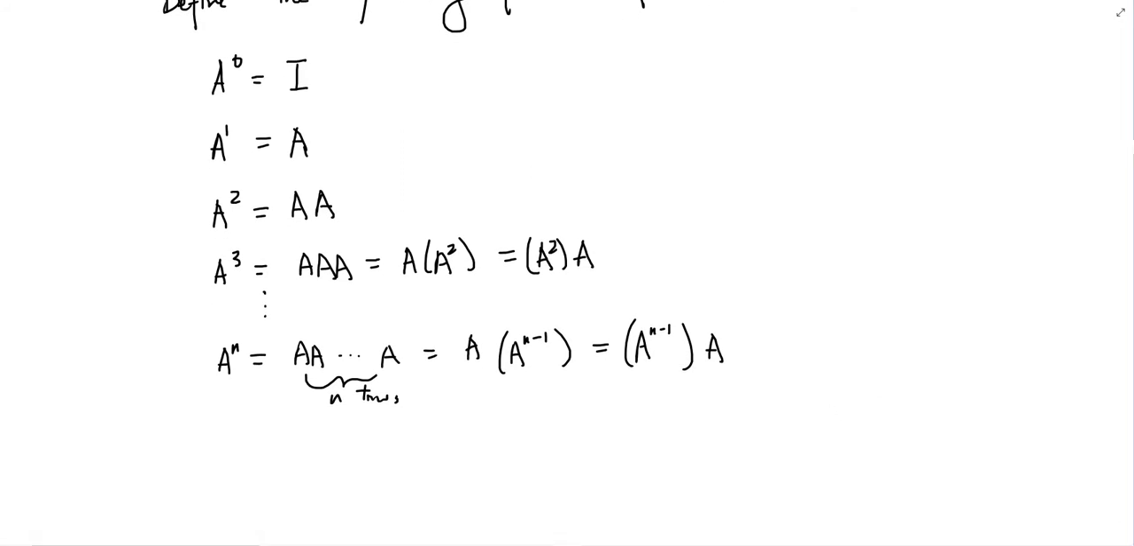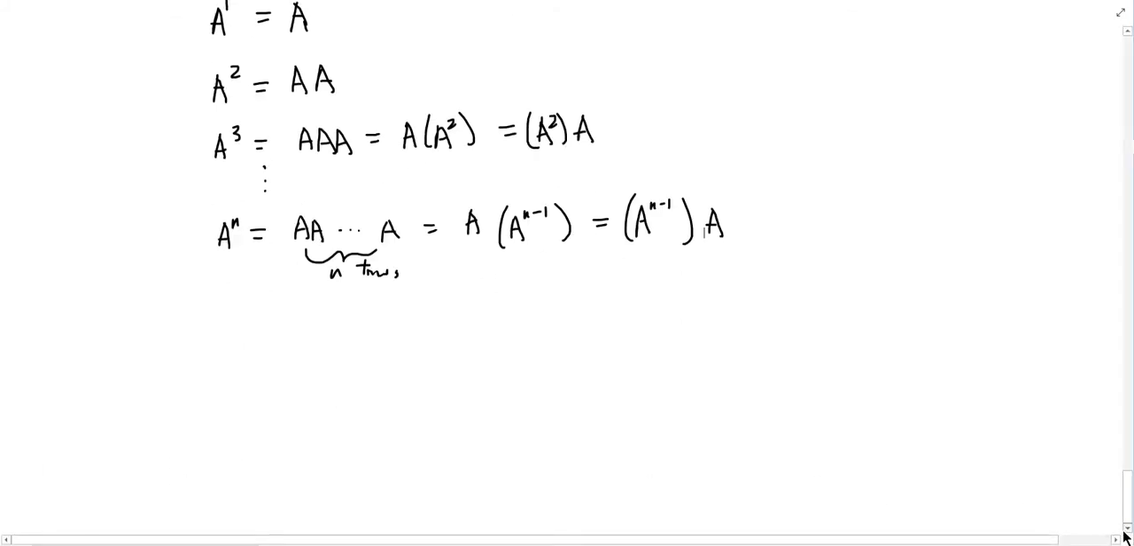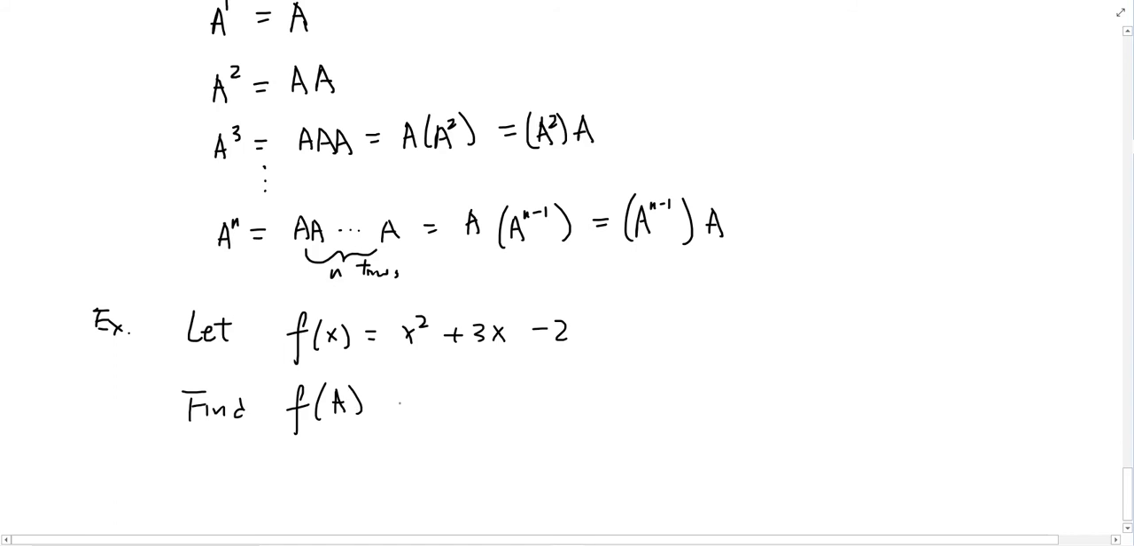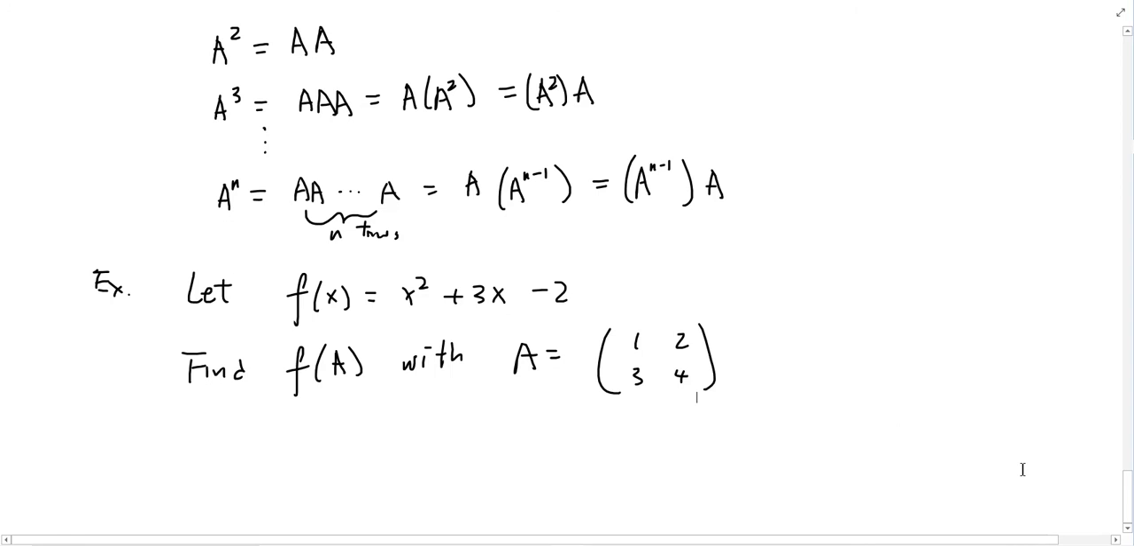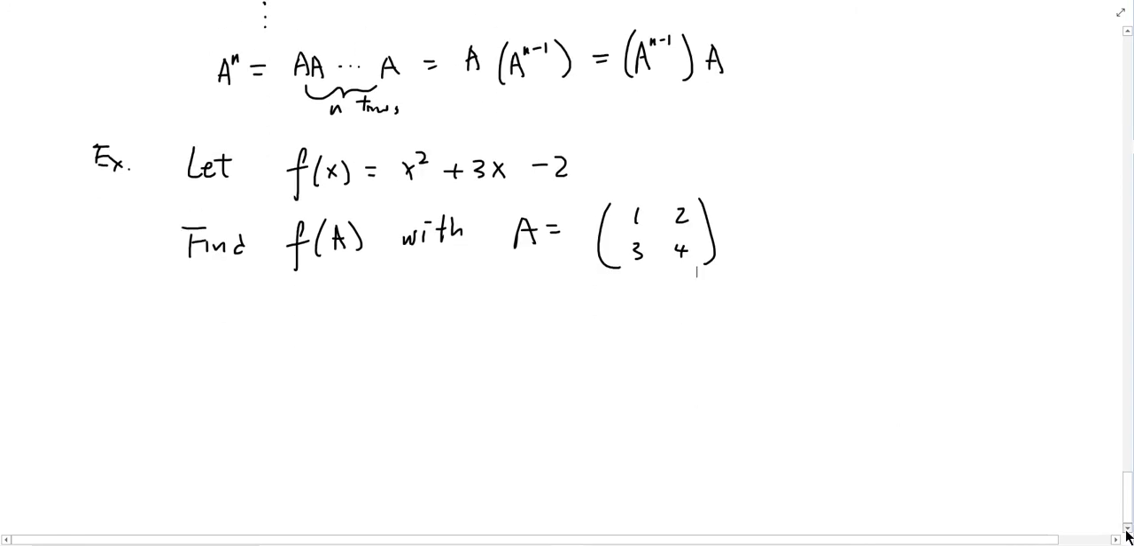Now with the power of A defined, I can now actually evaluate a polynomial function using this concept. So, for example, let's say we have a function f of x, which is equal to x squared plus 3x minus 2. What I'm going to ask you to do is to find f of A with matrix A equal to, let's say, 1, 2, 3, 4. Now, this is the last example, so bear with me here. I know this video is kind of long already.